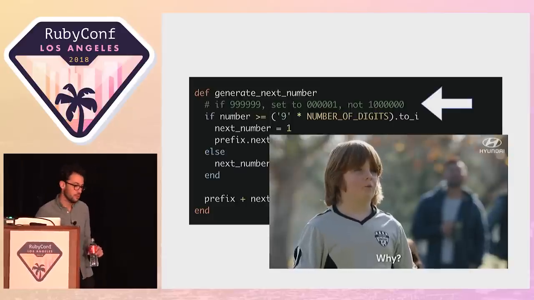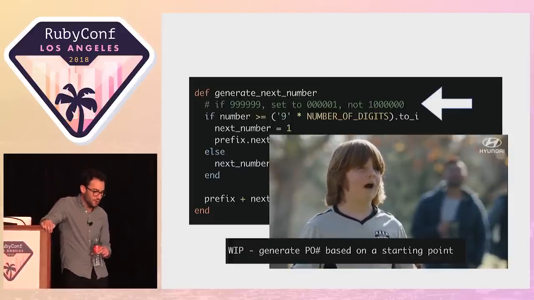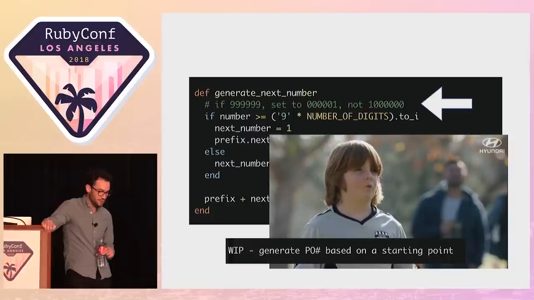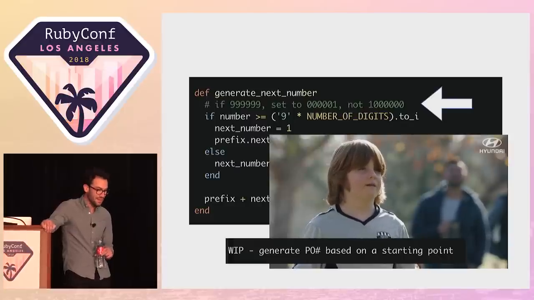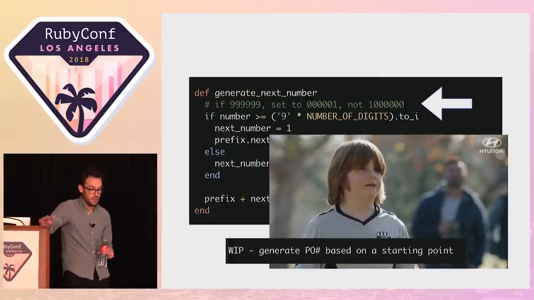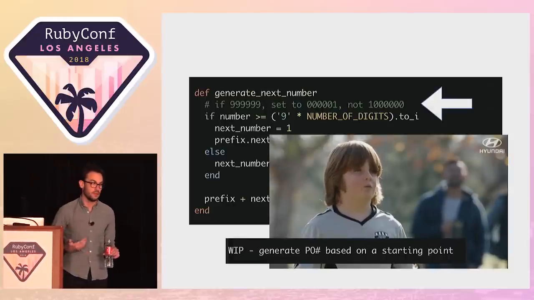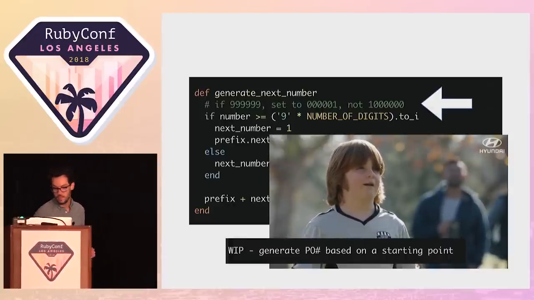And so I followed my instincts. I looked at the git blame, and this was the message I saw. Work in progress, generate PO numbers based off of starting point. Now, to be fair, this commit was written 4 years ago, so it was a different time for the company. We were moving fast. But it's not unsurprising to see these kinds of commits in our repositories.